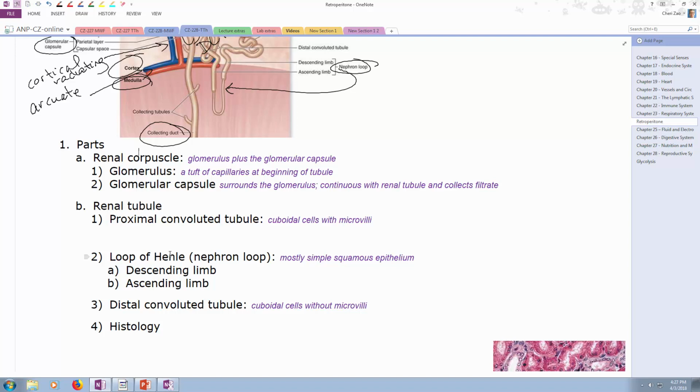Then when we look further at the renal tubular system, where it's actually real tubes, we have the PCT, proximal convoluted tubule. You will have cuboidal cells with microvilli. What's microvilli all about? Increases surface area for absorption.